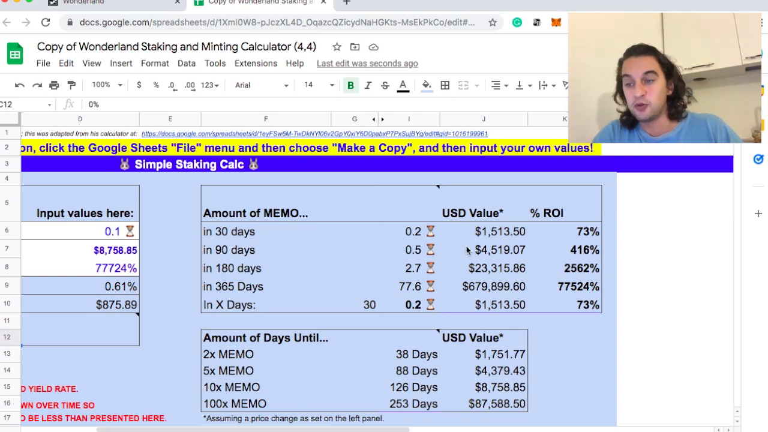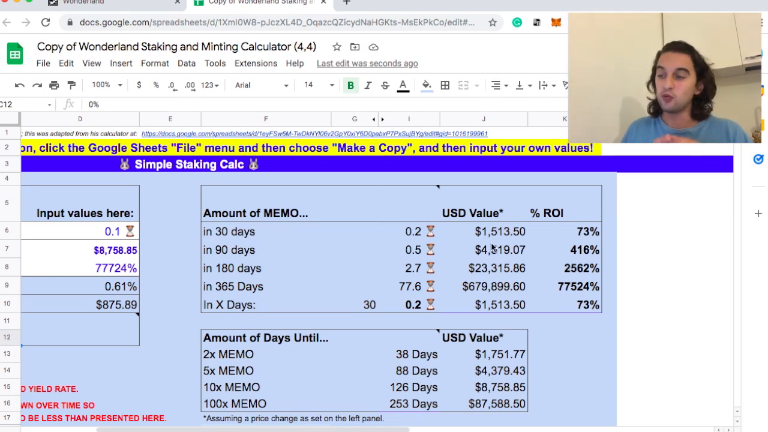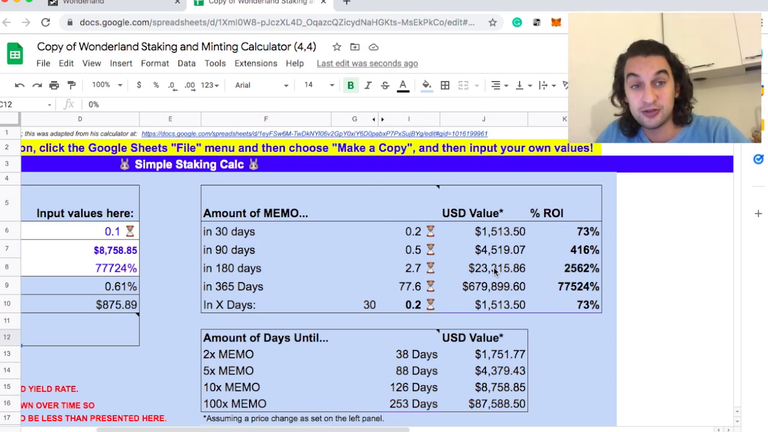From 0.1 you will have earned 0.2 MIMO, which is something crazy. In 90 days you would have earned 0.5, so half a MIMO, because they're one-to-one. So you would earn in 3 months of just doing nothing, investing 875, $4,500 for a 460% APY return, which is massive.